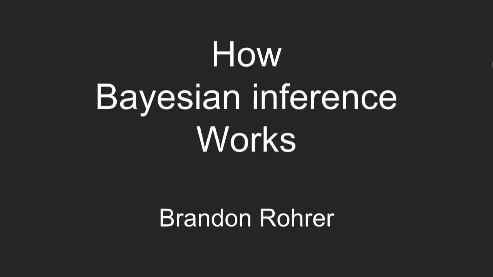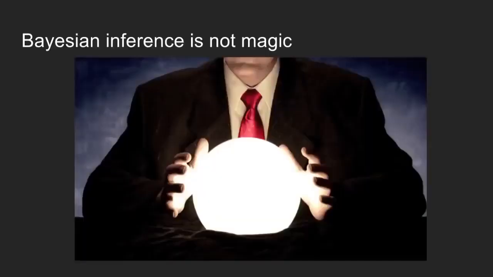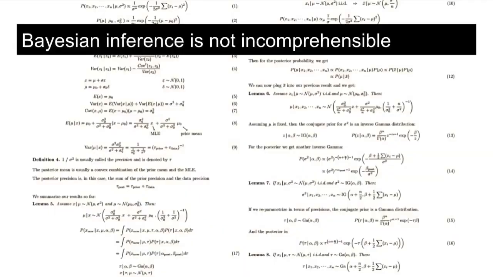Bayesian inference is a way to make guesses about what your data mean based on sometimes very little data. The way it works is tricky, but it's not magic. It's definitely something that you can wrap your head around, and it's not impossible to do so. My goal is that by the time we're done talking, you'll have a pretty crisp picture of how it works.